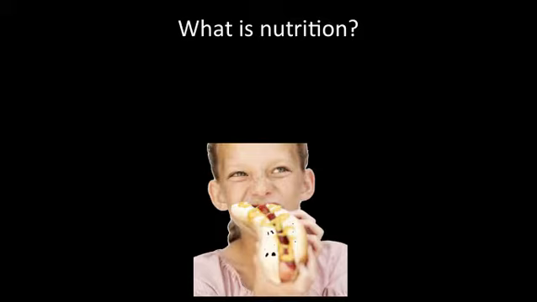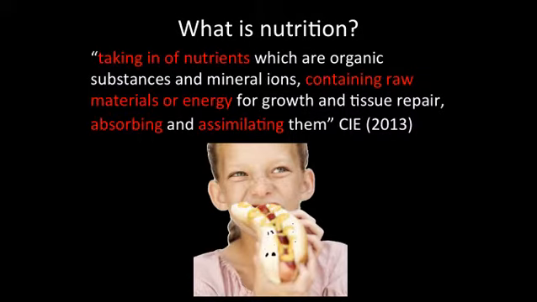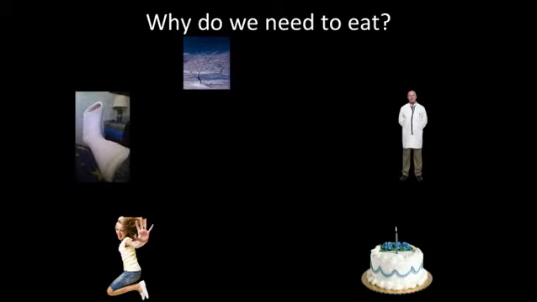First of all, we have a little think back to B1. What is nutrition? Looking back again at the Cambridge definition, it's the taking in of nutrients which are organic substances and mineral ions. They contain raw materials or energy which is used for growth and tissue repair. These nutrients are absorbed and assimilated.